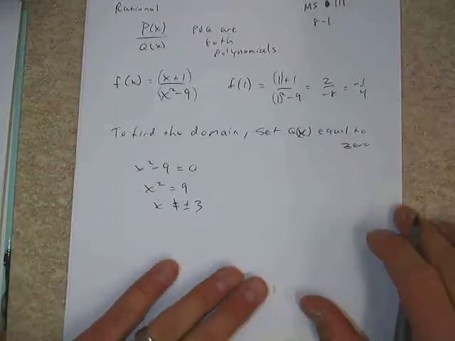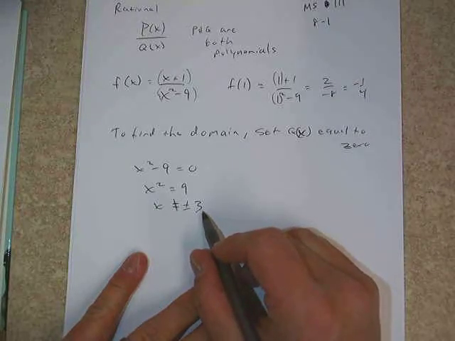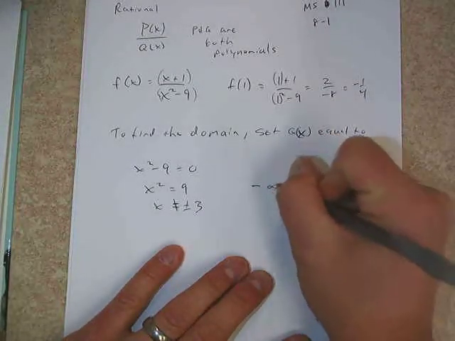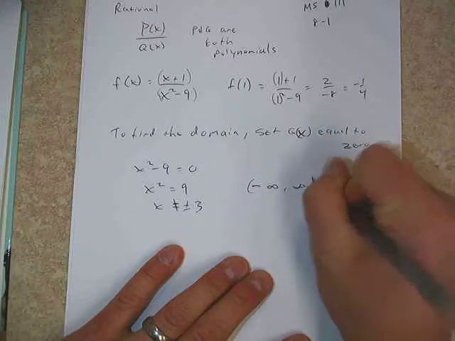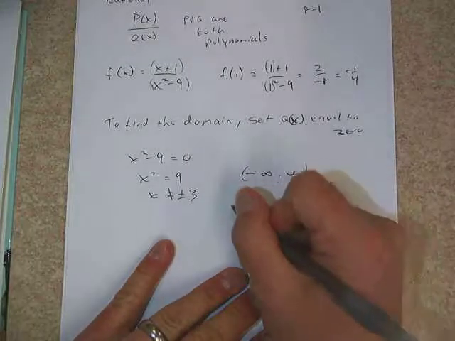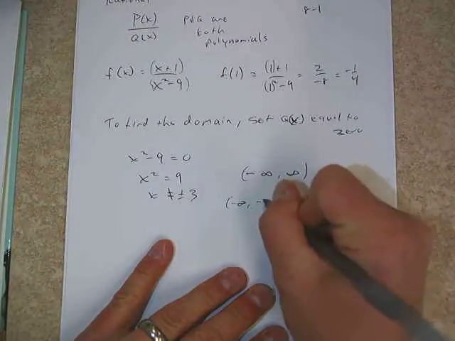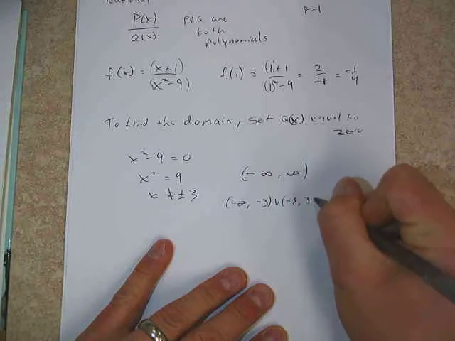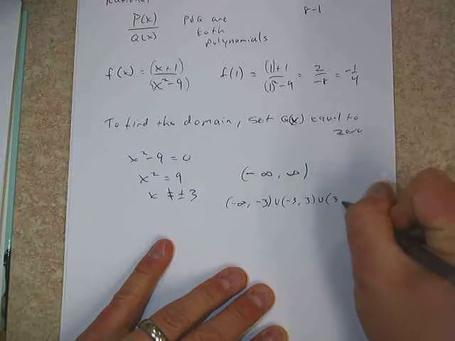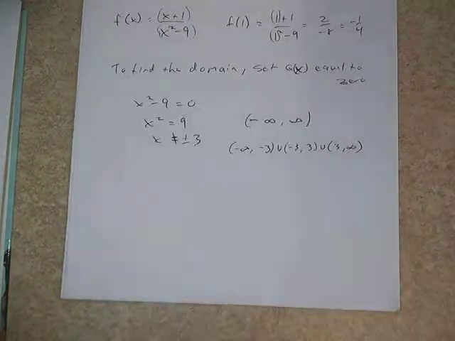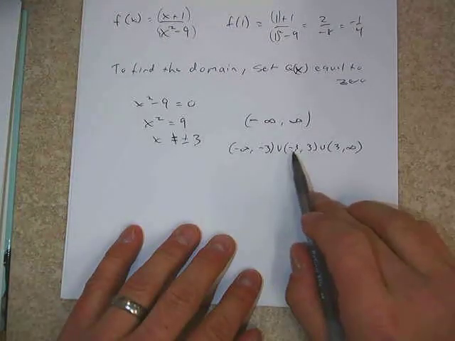And this is one way to list the domain, but we learned earlier how to list the domain in what we call interval notation. Remember, ultimately, if nothing is bad, we just put our domain as negative infinity to infinity. But in our case, since we can't have negative 3 or 3, we have to go from negative infinity to negative 3, and then from negative 3 to 3, and 3 to infinity.